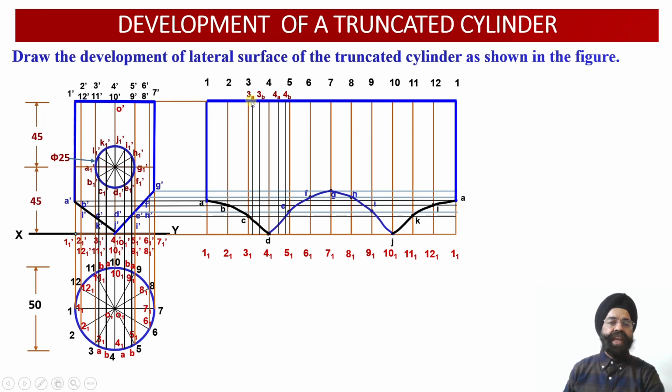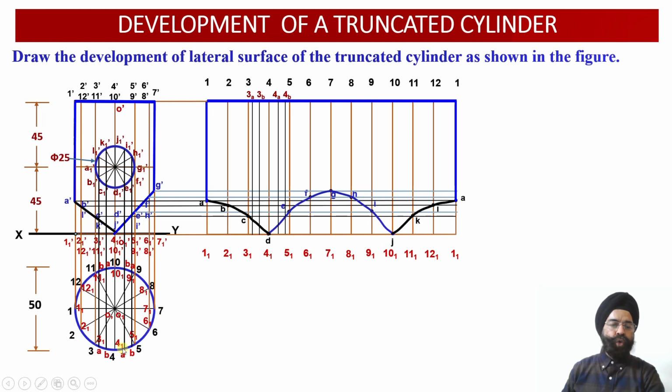marked this distance 3A. So onto this vertical projector 3A, which points will be lying? The points L1 and B1 will be lying on 3A. Similarly, onto vertical projector 3B, which points will be available? K1 and C1 will be available onto this vertical projector line over here. This corresponds to 3B. Similarly, 4A. So 4A means which points we are talking about? I1 and E1 points. They will be lying onto 4A projection over here.